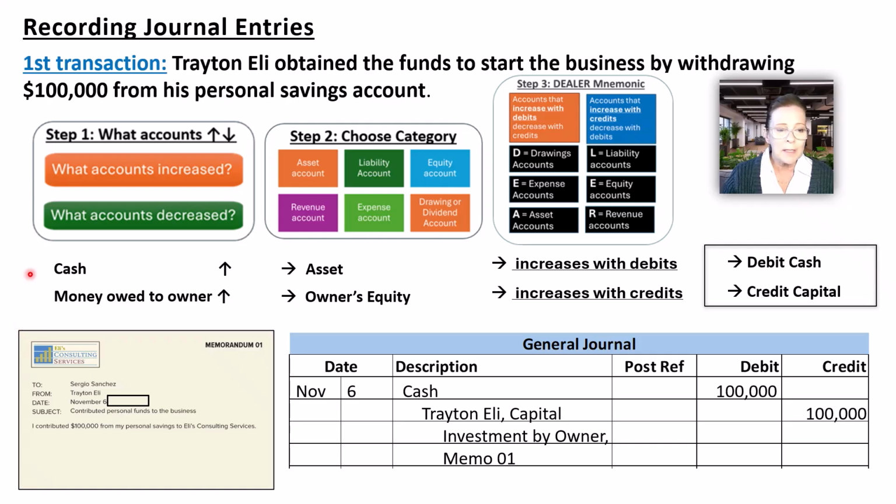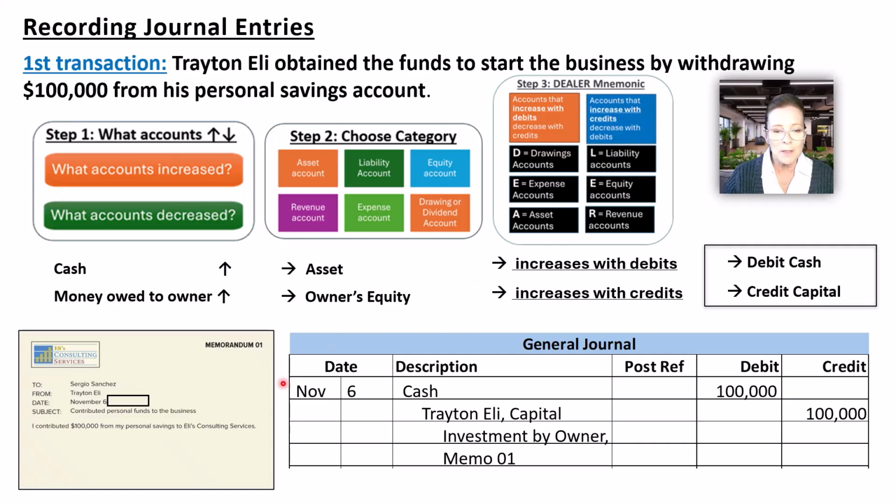Now, when we previously analyzed this transaction with the help of the accounting equation and the T accounts, we determined that cash increased, cash is an asset, and assets increase with debit. So we need to debit the cash account. We also said that money owed to the owner increased. Monies owed to the owner are part of owner's equity, and owner's equity increases with credits. So we credit capital, a special owner's equity account that is used for the owner's contribution to the company. And we're now ready to record the journal entry.